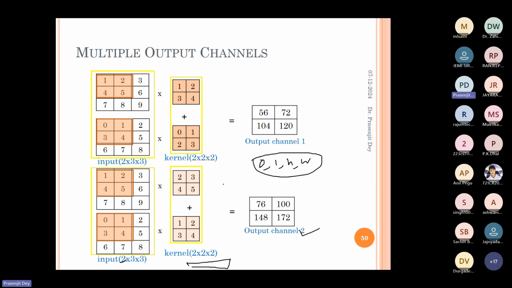So as you can see in this example, it is not necessarily that if the input channel is 2, the output channel has to be 2 maximum. The output channel can be 4, 5, anything. It is not dependent on the number of input channels.